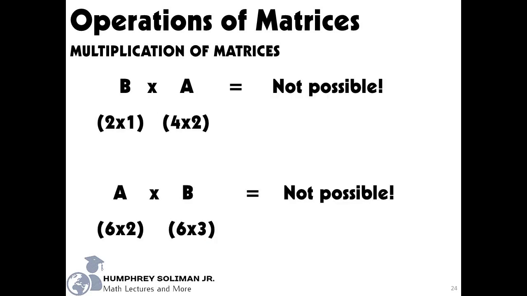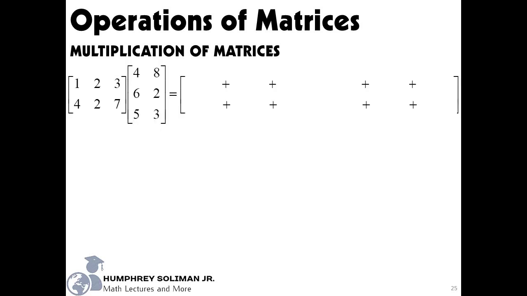Now, let's perform multiplication of matrices, manually first, and then, by using Casio ClassWiz calculator. In this example, the order of the first matrix is 2 by 3, and the second matrix is 3 by 2. We can expect a 2 by 2 matrix as a result.